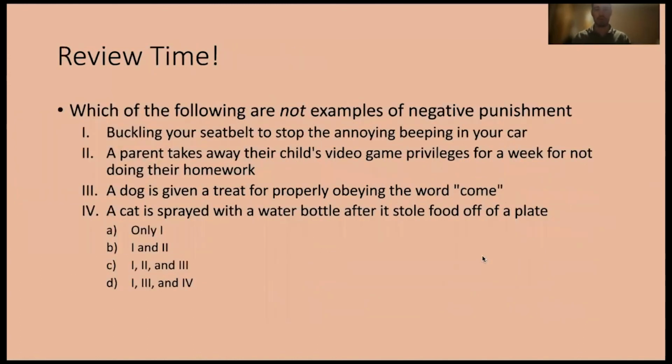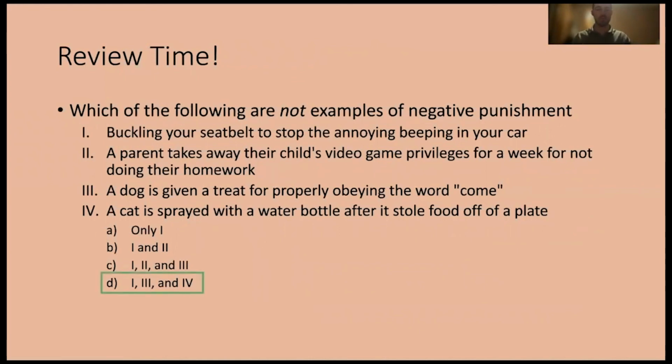Okay, one more review time. Read that and pause. Take about a minute, maybe a minute and a half for this one, and then unpause and we'll go over it. Okay. So which of the following are not examples of negative punishment?